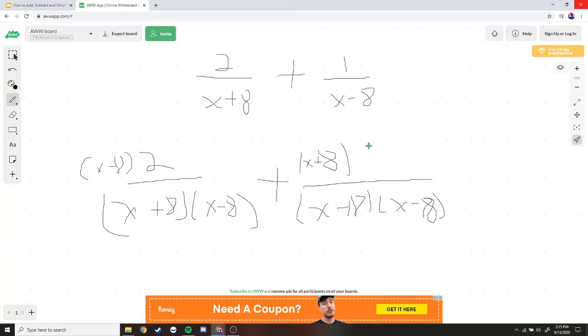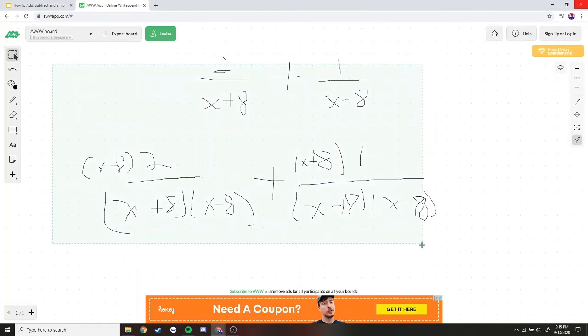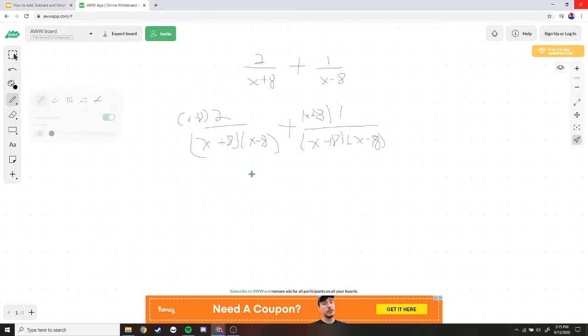X plus 8. So now we just distribute like last time. Let me get more space. So we get x minus 8 times 2. Well, 2 times x is 2x. And 2 times minus 8 is minus 16. So minus 16. And then we got over x plus 8, x minus 8.